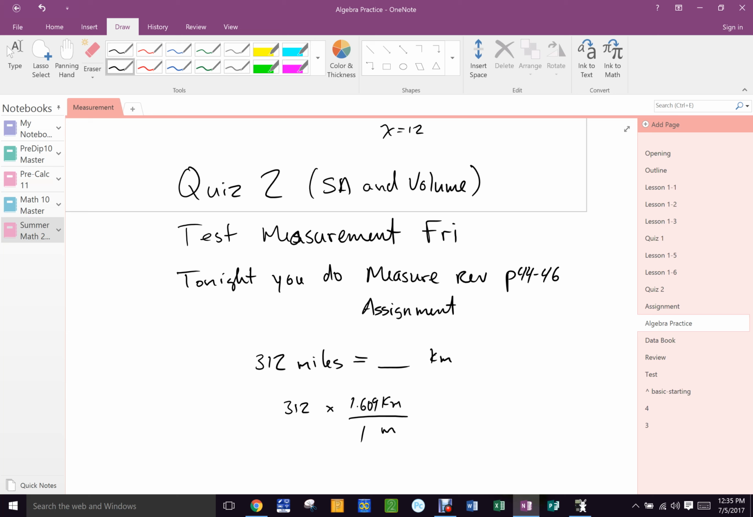That's not the way I would have done it, but you're going to get the same answer. Yeah, you do. Kilometers, meters, centimeters. That wouldn't get it.